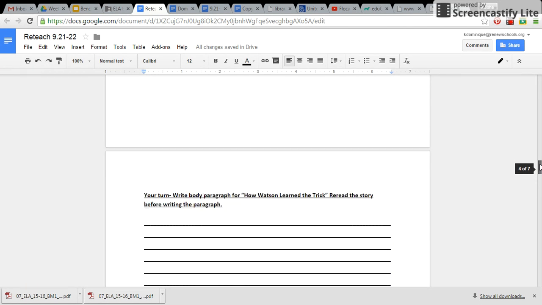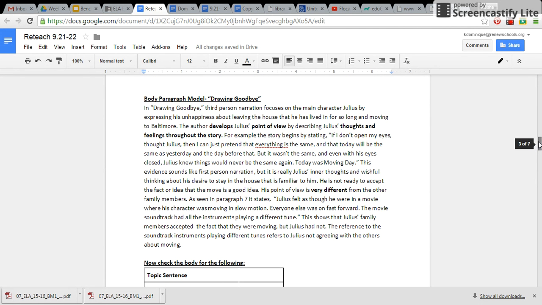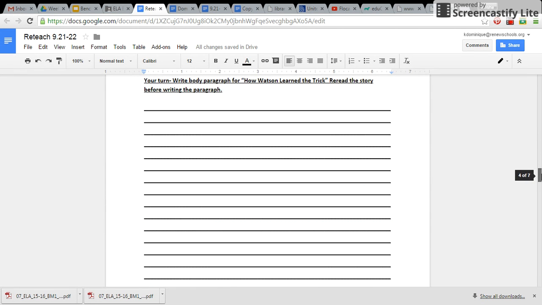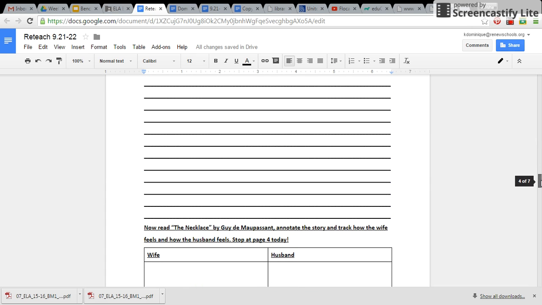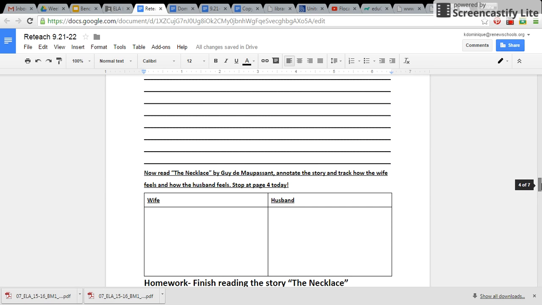Model your body paragraph after my body paragraph for Drawing Goodbye. Make sure you have all of the necessary parts in your body paragraph. You're doing this because we are going to start reading a story called The Necklace by Guy de Maupassant. I can't say it. And while you're reading the story, you have to annotate the story and track how the wife feels and how the husband feels, because their points of view will contrast.